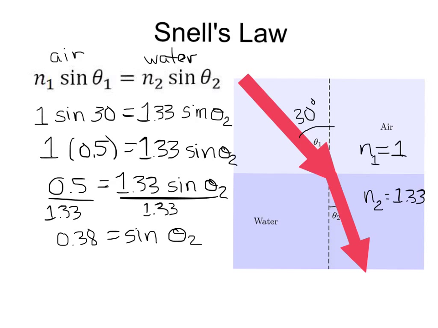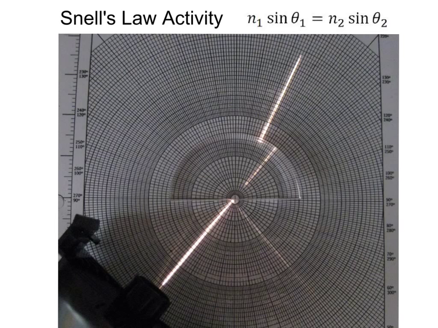So to undo the sine function we need to take the inverse sine. So the angle will be equal to the inverse sine, sine to the -1, of the number 0.38. If you do that out on your calculator, that angle of refraction will be about 22 degrees. Okay, so now we know the factors that will determine how much a light ray will refract.